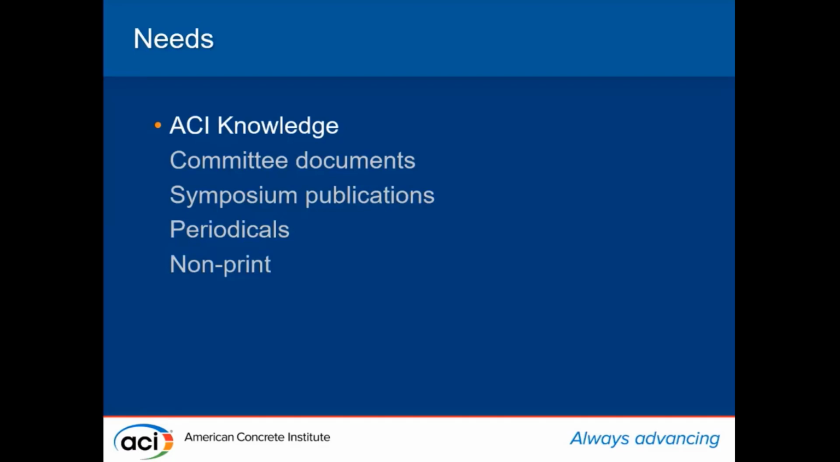Another thing we need to think about is that ACI 318, that document, is our most well-known product. It's head and shoulders above other documents in terms of sales, revenue. If you plot sales of various ACI documents, you have to take 318 off the chart, or you can't read what all the other documents are doing. It's definitely our most popular product.